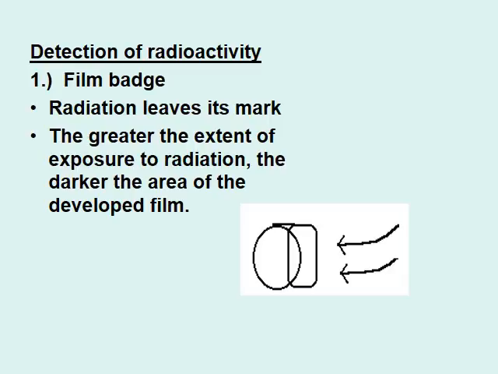Here we are going to discuss detection of radioactivity by using a film badge. Radiation leaves its mark just like X-ray leaves its mark on a film. The greater the extent of exposure to radiation, the darker the area of the developed film. So by looking at that developed film, scientists can get an idea what kind of exposure to radiation someone had. In that case, you need to wear a film badge when you work with radioactive substances.